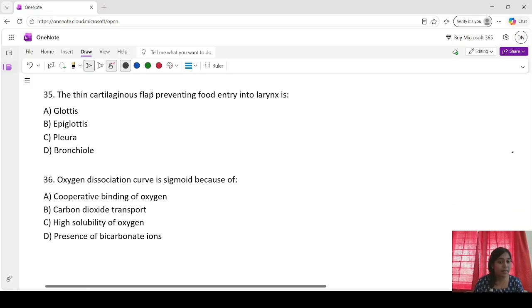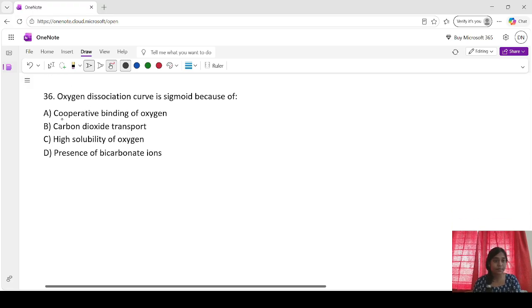And next, the thin cartilaginous flap which prevents the food entry into the larynx is called epiglottis. The opening of larynx is called glottis, and the thin cartilaginous flap which prevents the opening of larynx is called epiglottis. And then the oxygen dissociation curve is sigmoid because of cooperative binding of oxygen, because when one oxygen gets bound with the hemoglobin, then the binding of other oxygen molecules becomes easier.